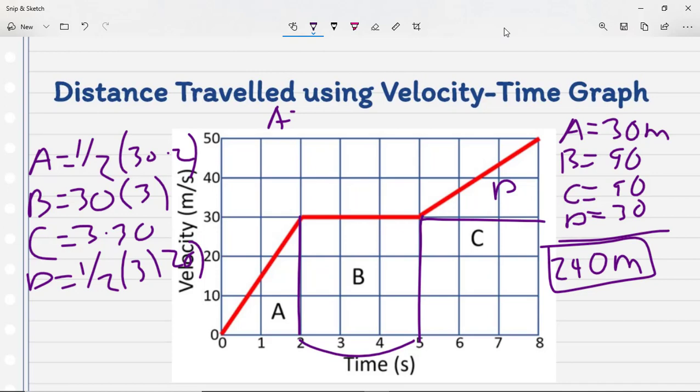Okay. So again, it's just simple math here, being able to plug in and calculate. And again, breaking this graph down into smaller shapes and sizes makes that a whole lot easier to calculate. Let's move on.